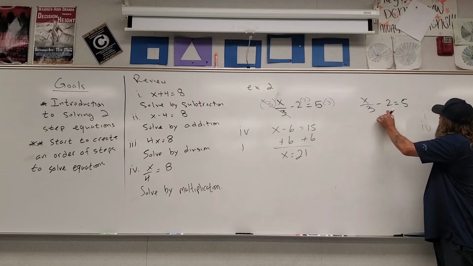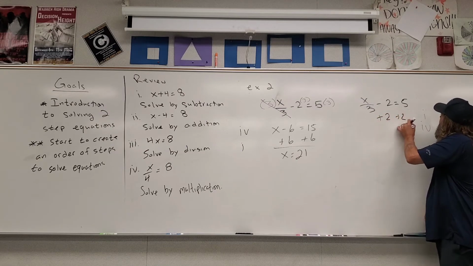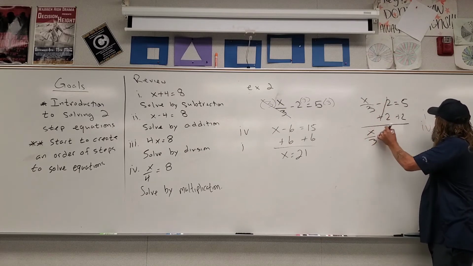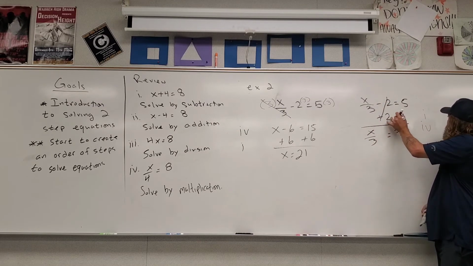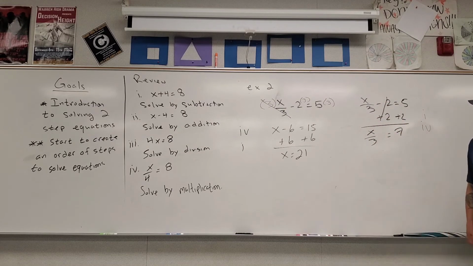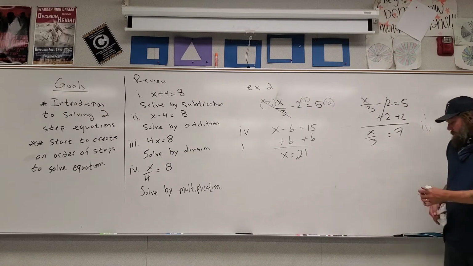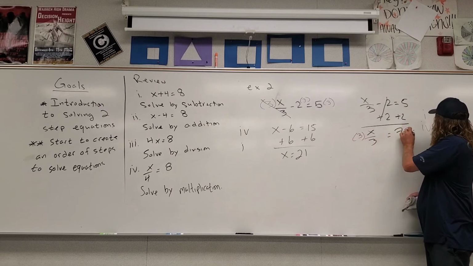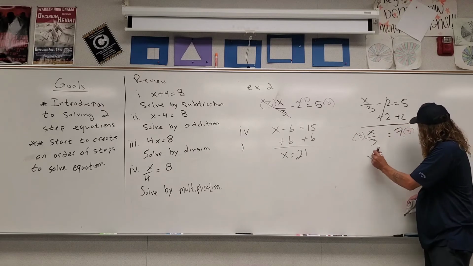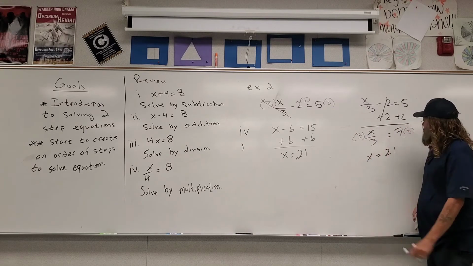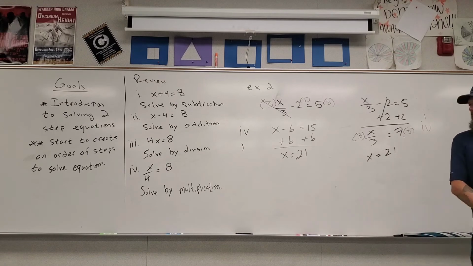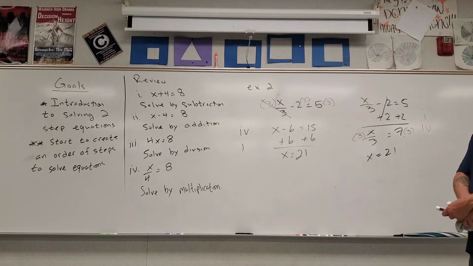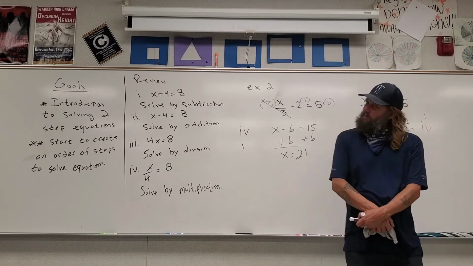So I would add 2 to both sides, and I'm left with now x over 3, because these cancel, is equal to 7. And now I do my multiplication step, multiply everybody by the denominator. You get a 3, you get a 3, and we're left with x is equal to 21. So you see we get the same answers no matter which way we do it, but I just know that you guys shut down when you see a fraction.